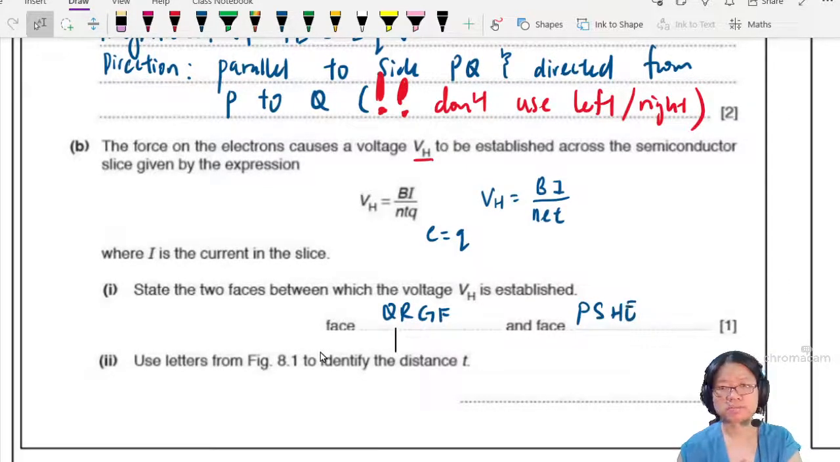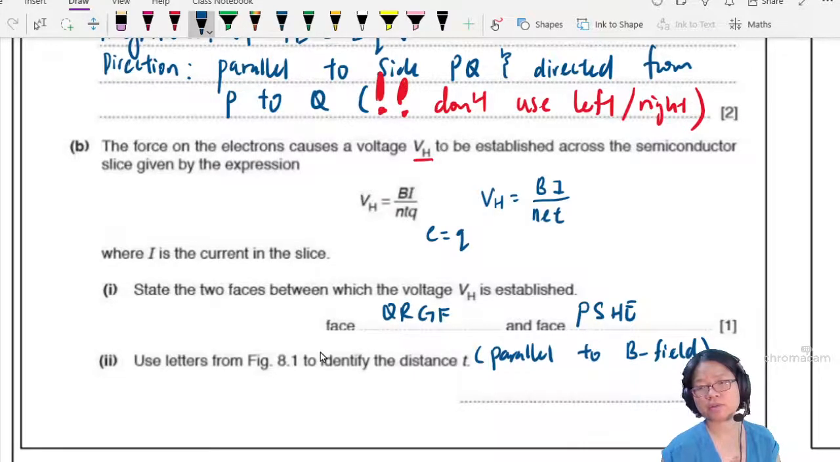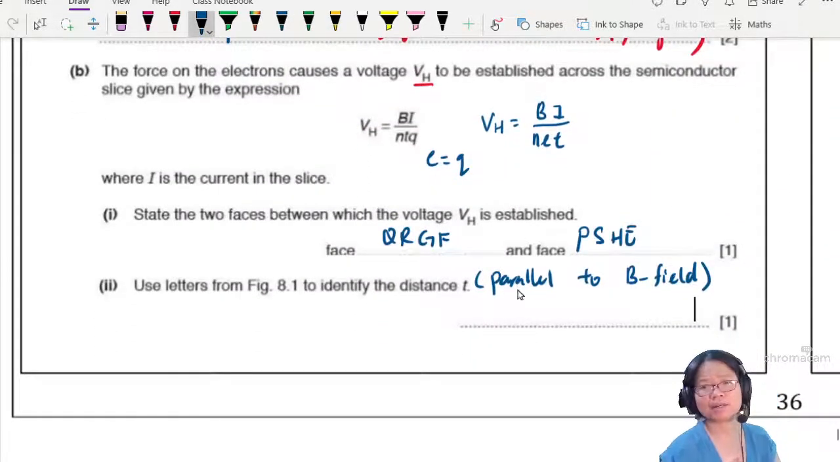PSHE. Use the letters in the slice to identify the distance t. So this distance t has to be parallel to the direction of the magnetic field. So let's go back to the diagram. What is parallel to the magnetic field? You can put QF, PE, RG, SH, anything. One of these is good enough. Let's say I put SH.